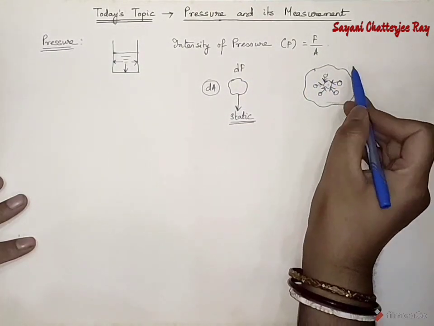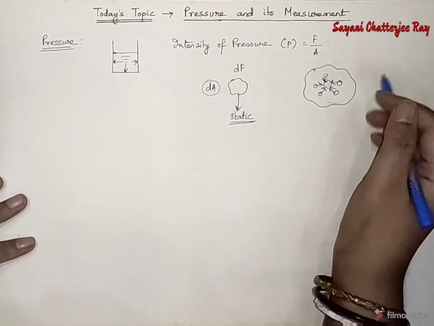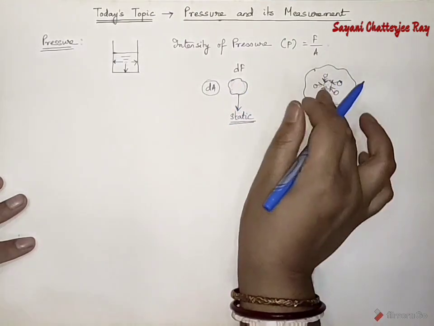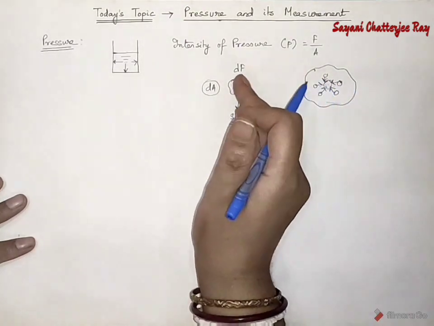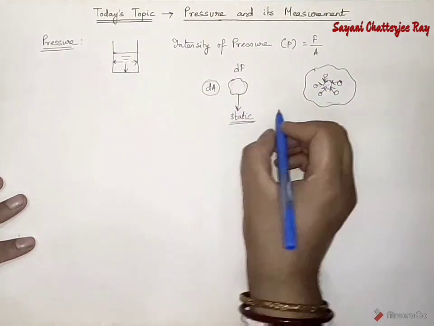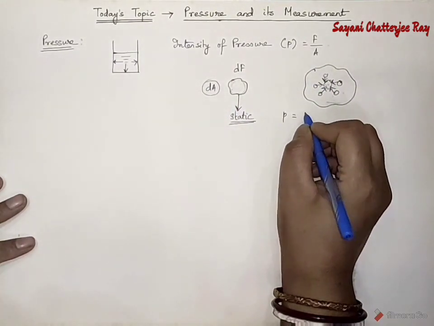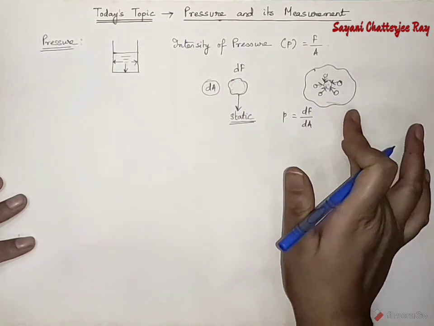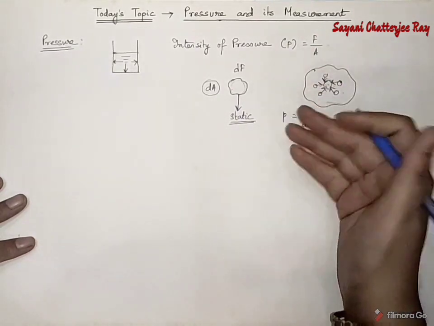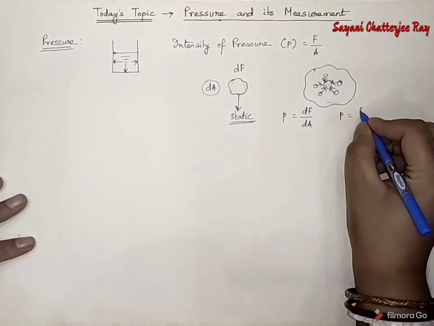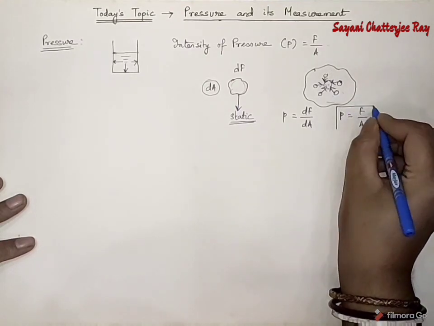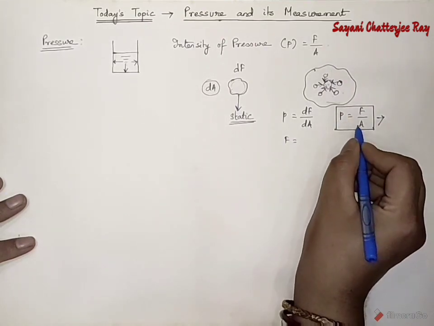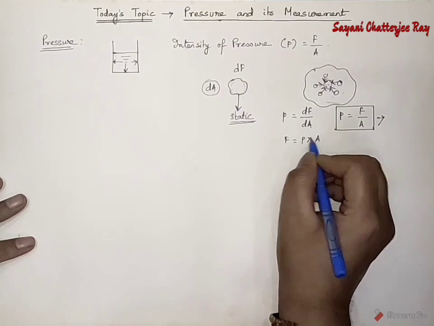So when this fluid is at rest or in the stationary position, the force exerted by these surrounding particles on this small area dA, which I have drawn here, will always be perpendicular to the surface dA. So we will tell that intensity of pressure equals dF by dA. Now if the force is uniformly distributed over the surface, then intensity of pressure equals force by area. Now the pressure force, that is F, equals P multiplied by A, that is intensity of pressure into area.